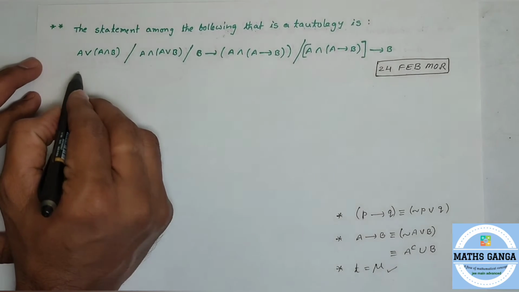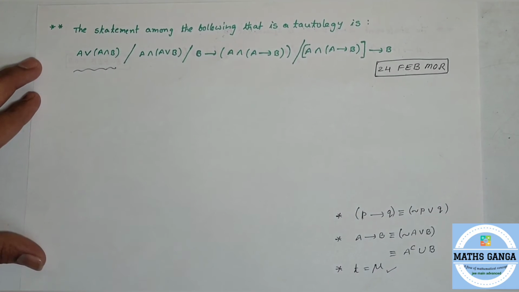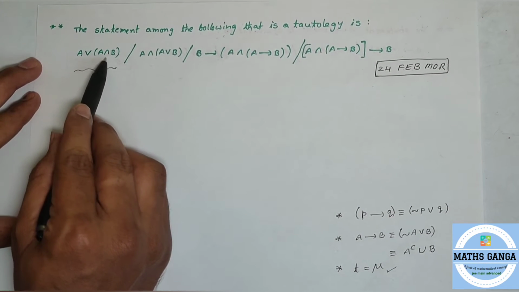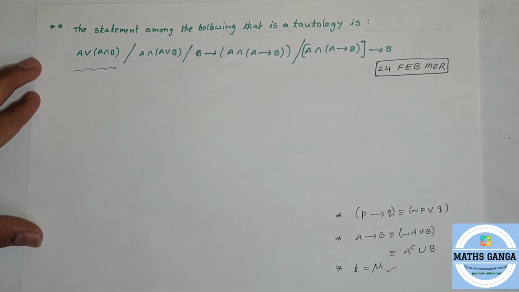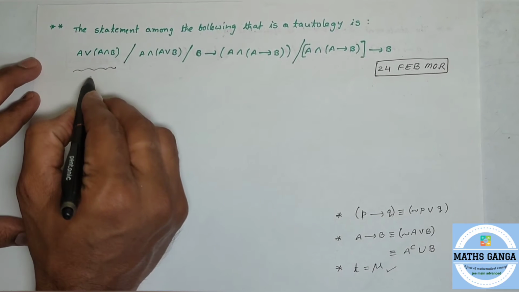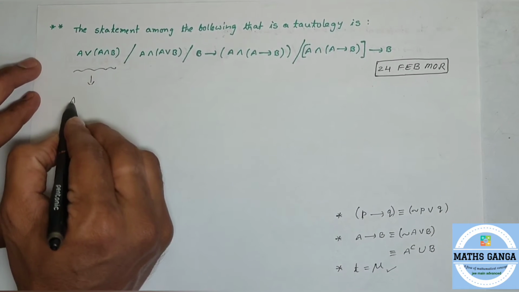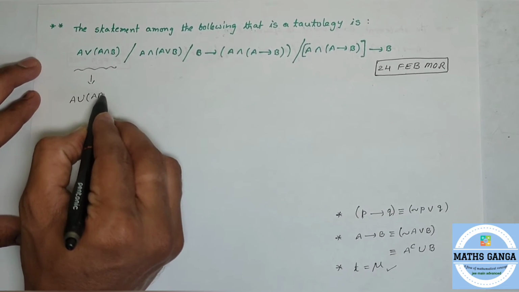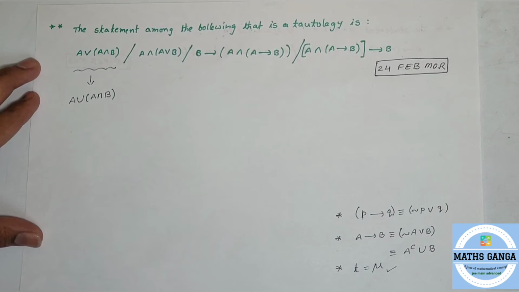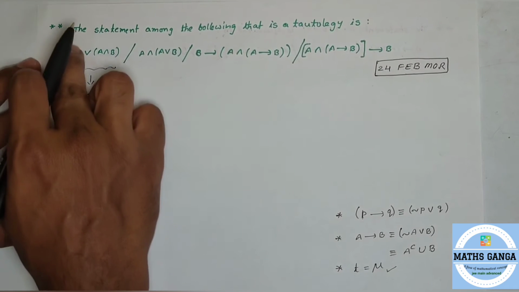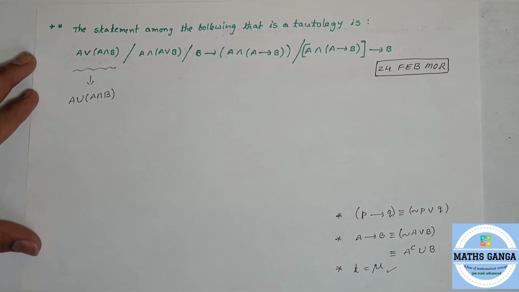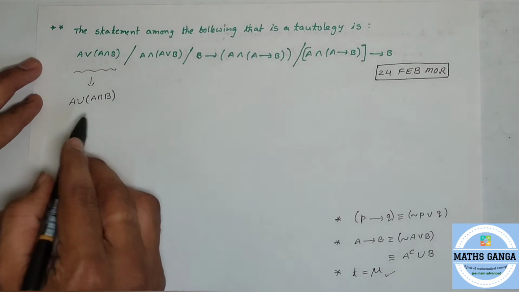Now, the first option is A or (A and B). I think you all know this is or and this is and. A or (A and B) from statements, if you convert it into sets, becomes A union (A intersection B). Now our task is to decide whether it is a tautology or not. To decide, we need to simplify it. If it equals the universal set mu, then the given statement is a tautology, otherwise it is not. For that, you just use the laws of sets.